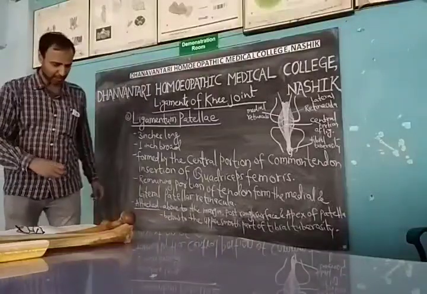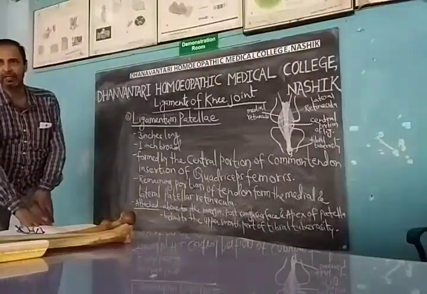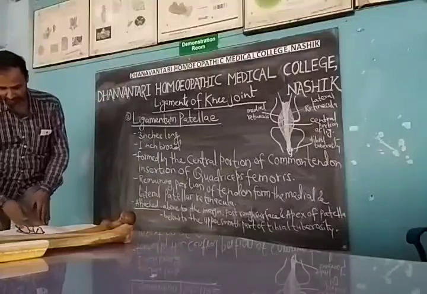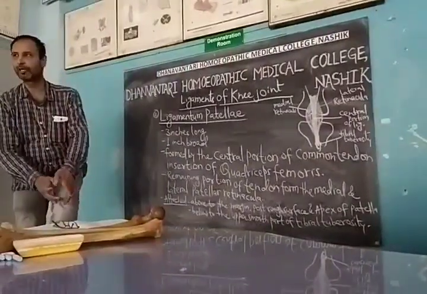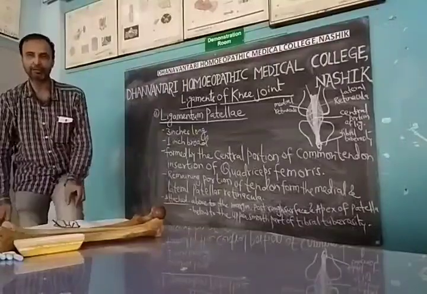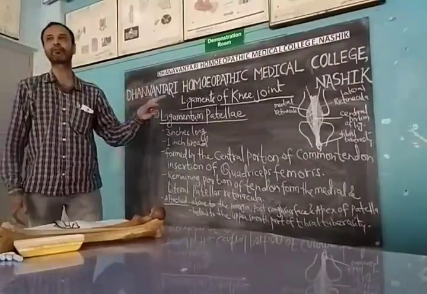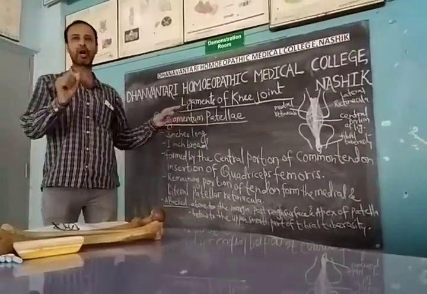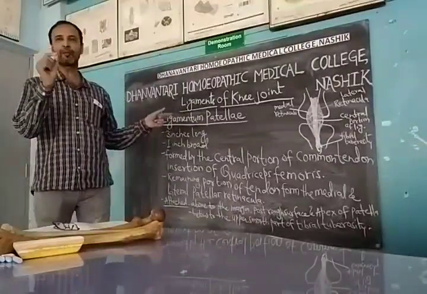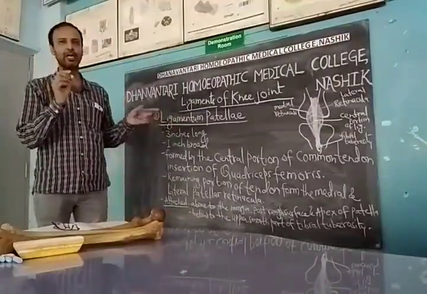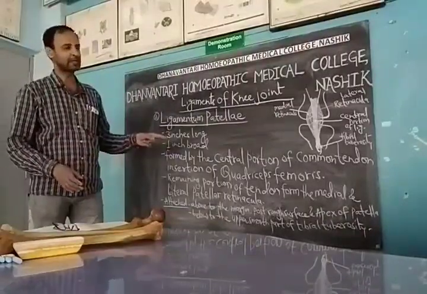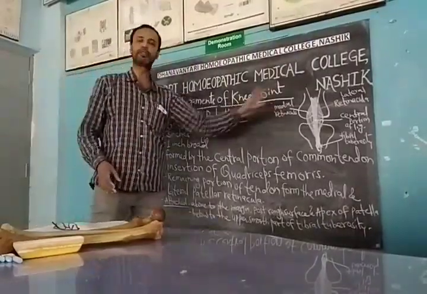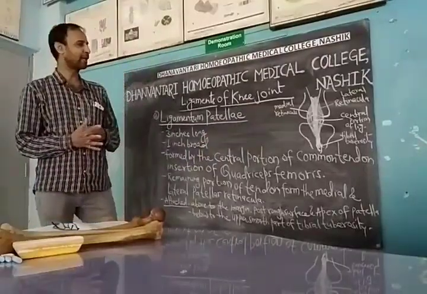Like here in the thigh, the quadriceps femoris has a tendon which goes and attaches to the tibial tuberosity. That central portion is a very important part. So how is the ligamentum patelli formed? It is formed by the central portion of the common tendon of insertion of the quadriceps femoris.